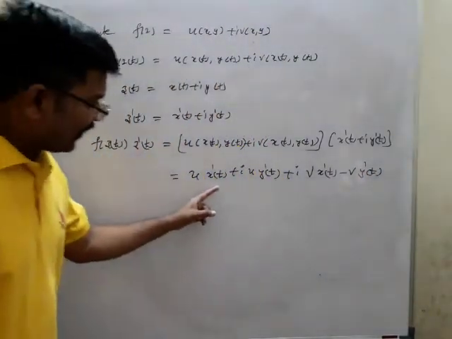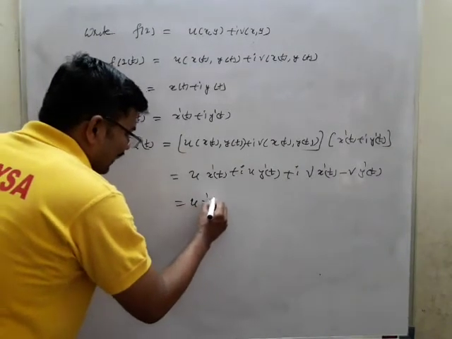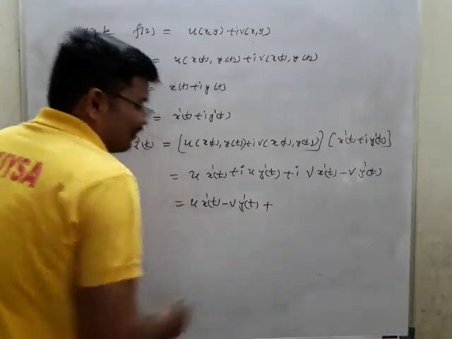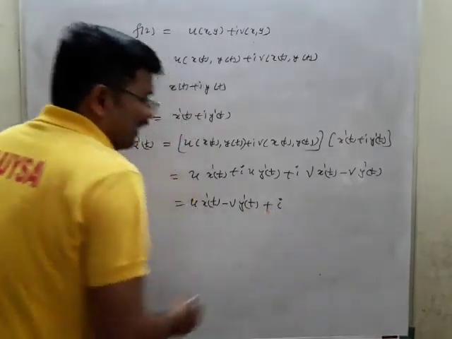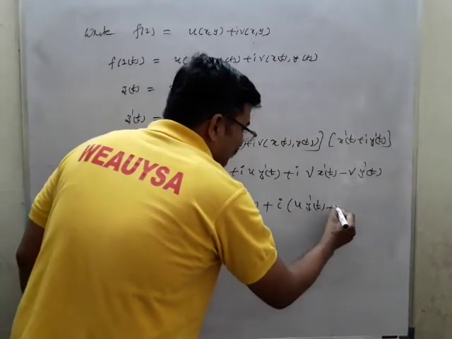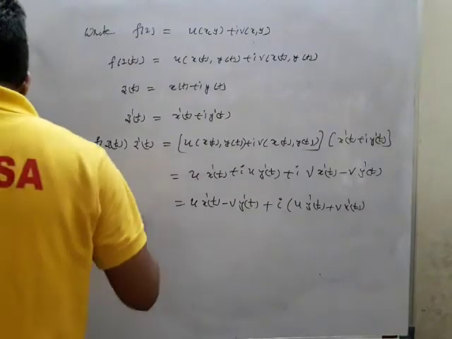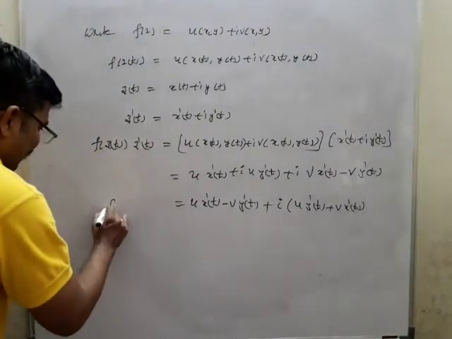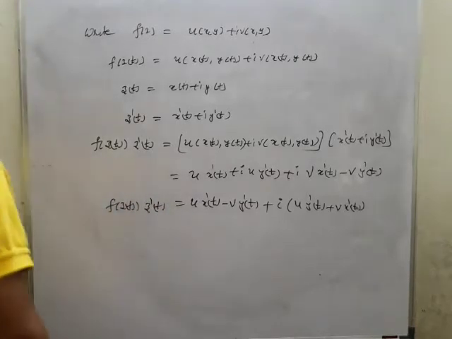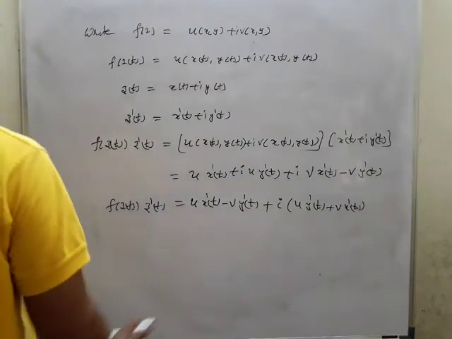So this is u x'(t) minus v y'(t) taken together, plus i times (u y'(t) plus v x'(t)). We have taken f(z(t)) z'(t) in this form. This is how we got it.